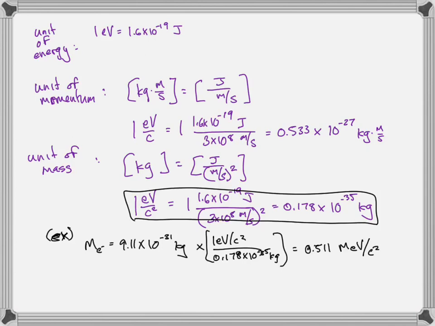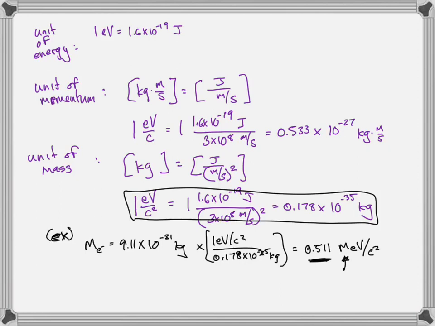Now, why is that useful? Well, it's useful because it's sort of more natural numbers, 0.511. And yes, this is an MeV per c squared rather than eV per c squared. So there's a factor of 10 to the 6th. But it's a more natural number than 10 to the minus 31 kilograms. But why else is it useful?